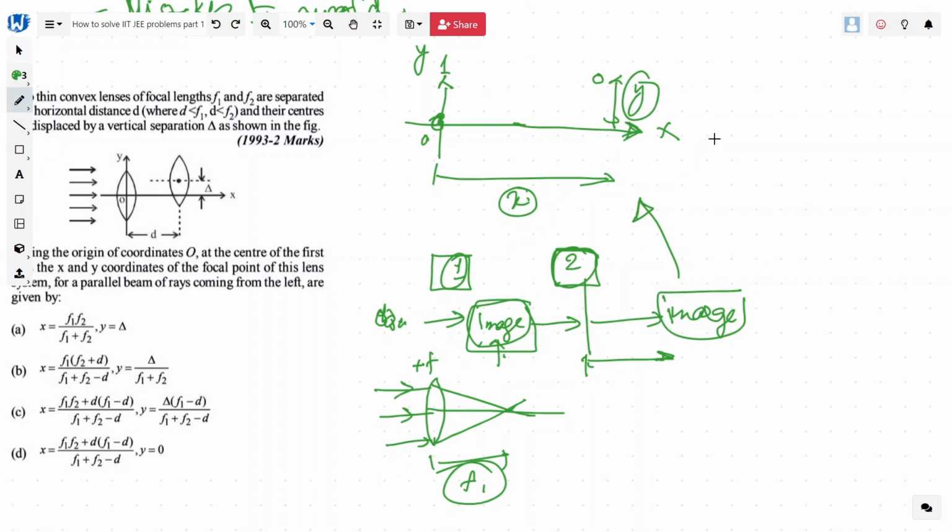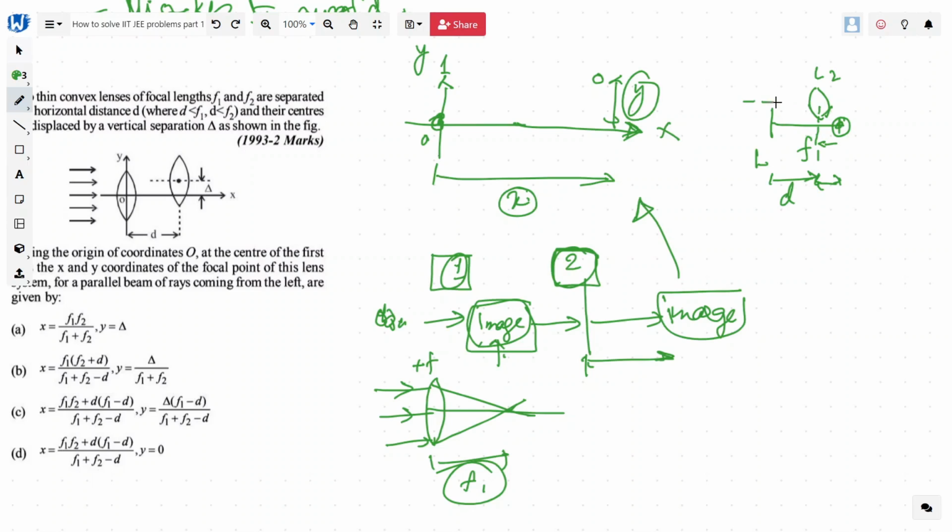Here is our lens number 1, and from here at a distance of f1 the image will be formed, which will be used by lens number 2. Now it says that d is less than f1, which means that lens number 2 is somewhere around here. This is our lens number 2, which is at a distance d from here. This is going to be our object for lens number 2, and it is not on the same line but a little bit higher up.